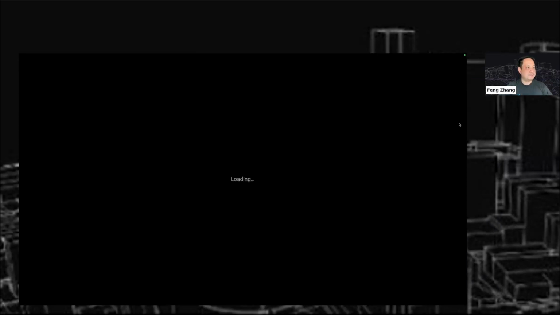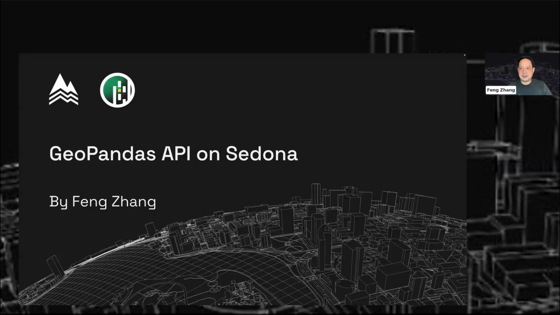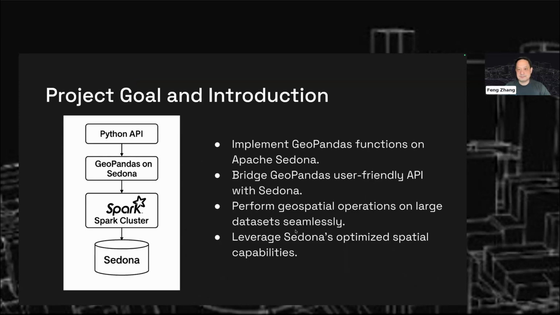Cool. All right. Hello, everyone. My name is Feng Zhang. I'm a Sedona committer. I've been working on a few features, including KNN join, UDF function improvement, ST reader, and more recently, this GeoPandas API on Sedona. So I'm going to spend maybe 10 minutes to talk about this new feature that we plan to release on 1.8 very soon. I mean, hopefully at the end of this month.